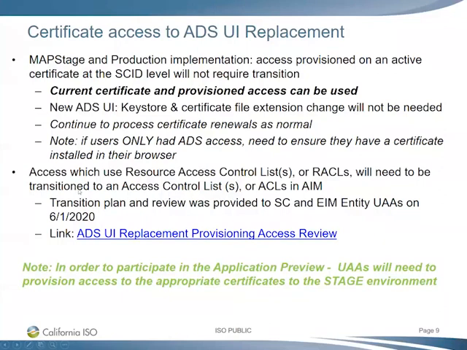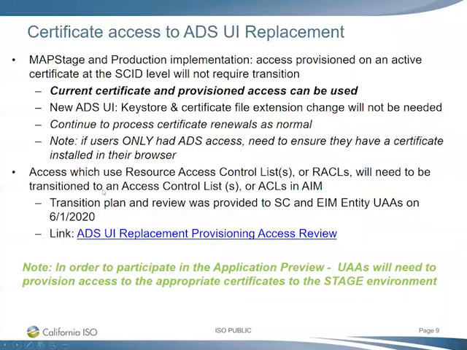Now the second piece of the certificate or access transition is the RACLs. So if your entity uses what we call a resource access control list, where they group some resources together for access, you'll need to be transitioned to an ACL, or access control list, and those access control lists are actually managed in our Access Identity Management tool by our UAA, and so that's what that training on June 1st covered. That was to help the user access administrators understand that transition piece.